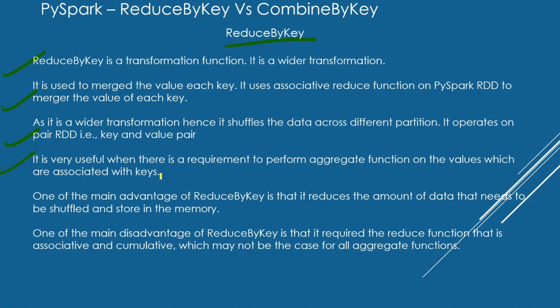It is very useful when there is a requirement to perform an aggregate function on the values which are associated with each key. One of the main advantages of reduceByKey is that it reduces the amount of data that needs to be shuffled and stored in memory. One of the main disadvantages is that it requires a reduce function that is associative and commutative, which may not be the case for all aggregate functions.